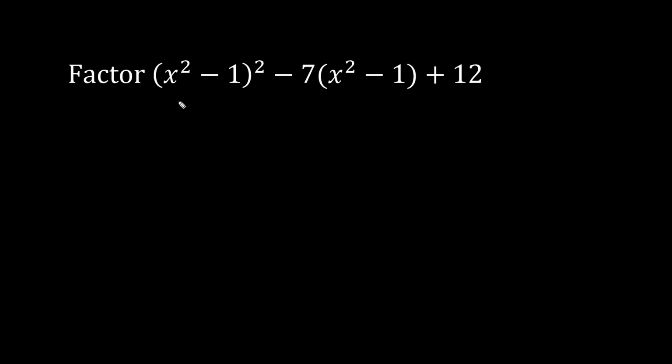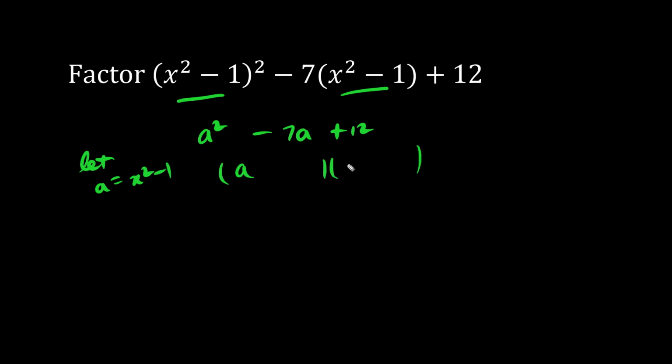How do we factor this expression? Notice how we have a squared minus 7a plus 12. We're letting a equal the inside, which is x squared minus 1. We know how to factor trinomials.